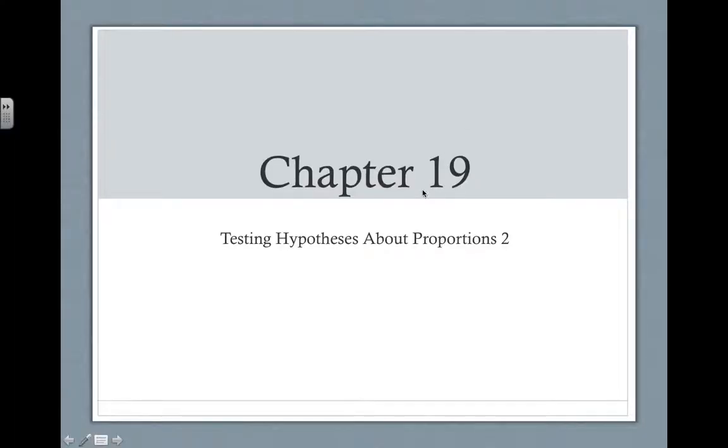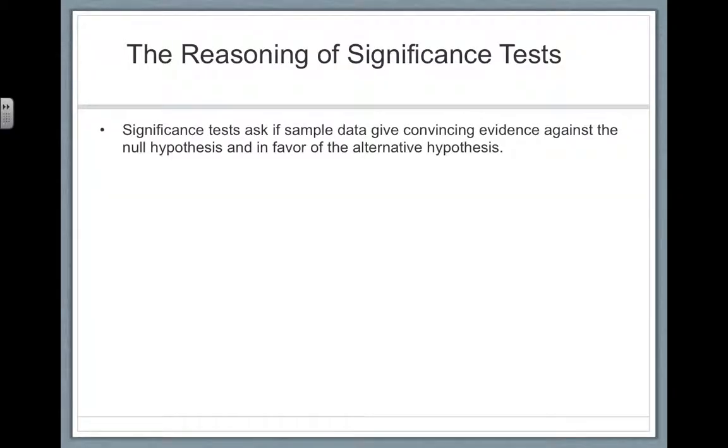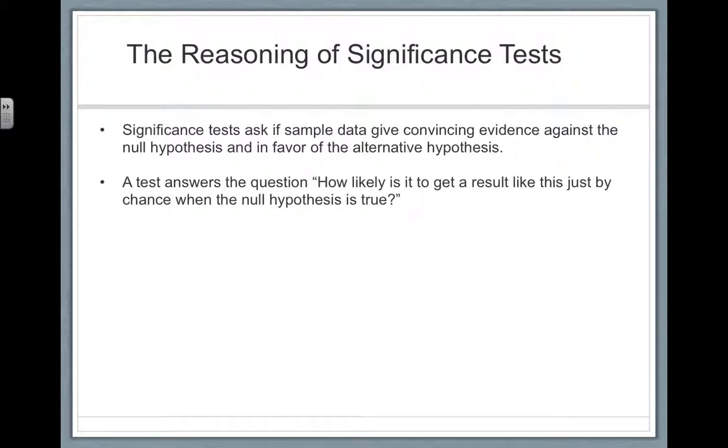So we spoke about first starting with making our claims. What are our hypotheses? This video will concentrate more on what we're measuring in our significance tests. So significance tests ask if sample data give convincing evidence against the null hypothesis and in favor of the alternative hypothesis. A test answers the question, how likely is it to get a result like this just by chance when the null hypothesis is true?